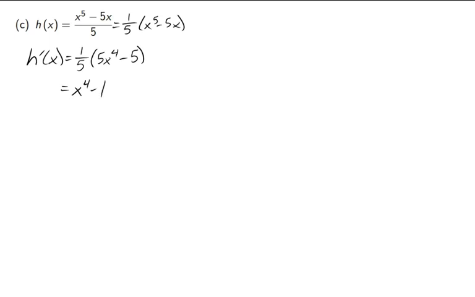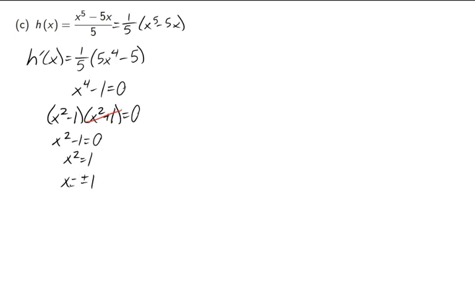If I set that equal to 0, I can factor this. I get x squared minus 1 times x squared plus 1. But x squared plus a number is never going to be 0. Let's just avoid that entirely. Doesn't add anything to this discussion. But if x squared minus 1 equals 0, I get x squared equals 1, so x equals plus or minus 1. So those are my critical values.